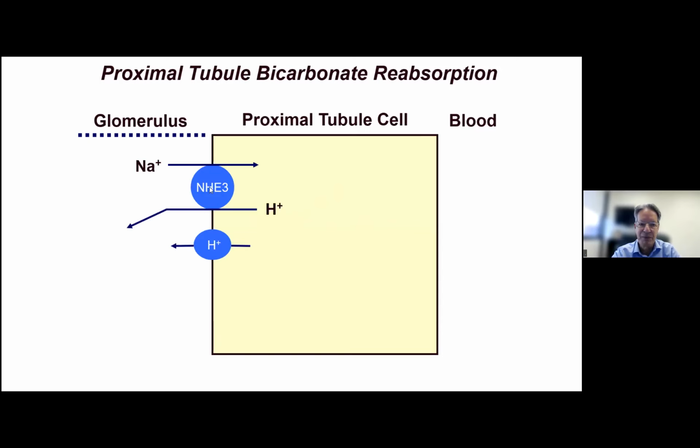So on the apical membrane, the membrane that is facing the glomerular filtrate, there's a protein called NHE3. There's actually 8 NHEs in the mammalian genome. NHE stands for sodium hydrogen exchanger. So this protein transports a sodium in one direction and a proton in the other.